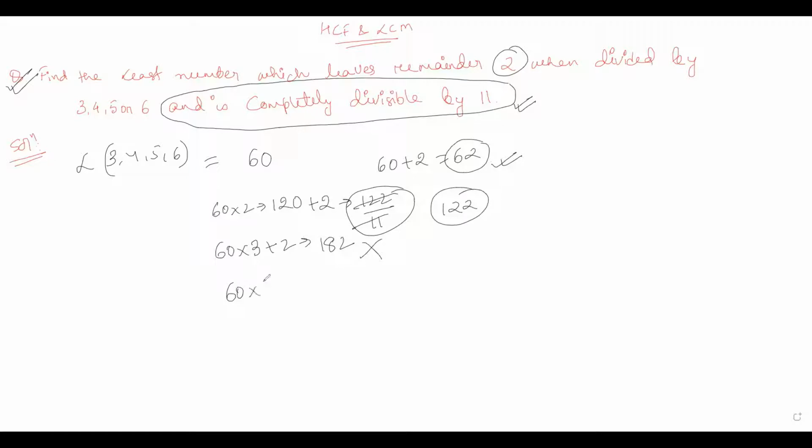So this would be 60 times 4 plus 2, which would be 242. Now, if you divide 242 by 11, that would be 11 twos, so 22 and 22 again. Since 242 is completely divisible by 11, we can say that 242 is the smallest number which is completely divisible by 11, and when this number is divided by 3, 4, 5 or 6, the remainder we get is 2. So our final answer is 242.